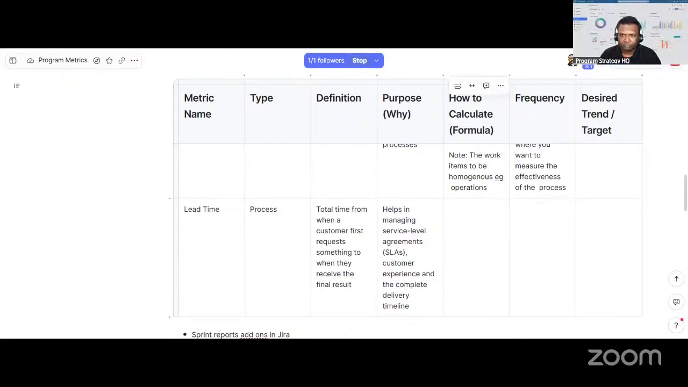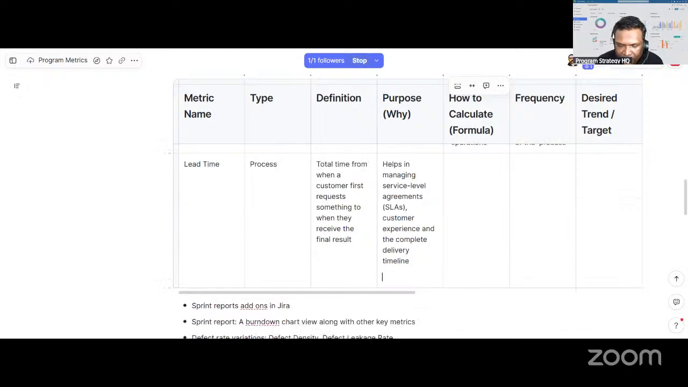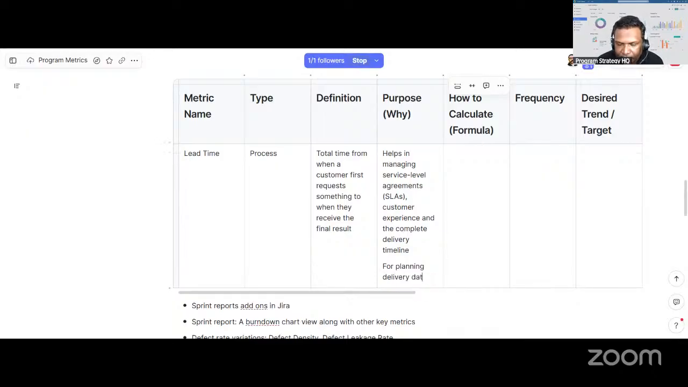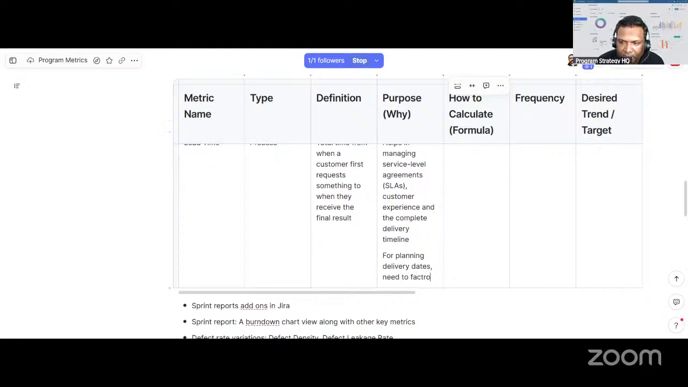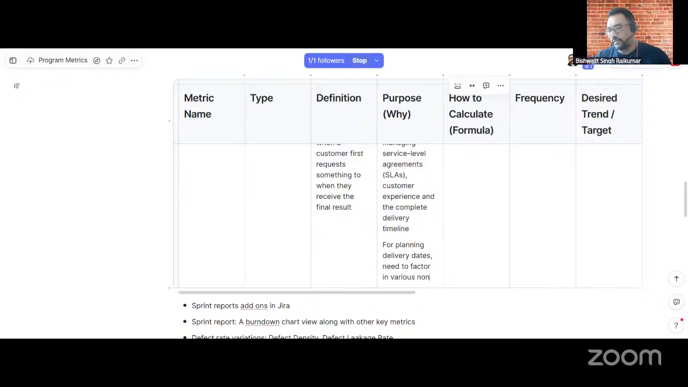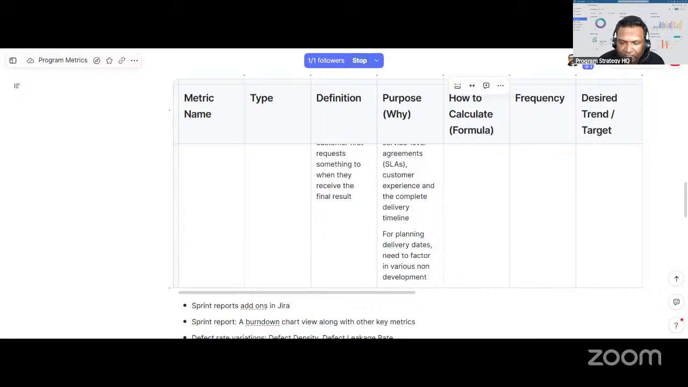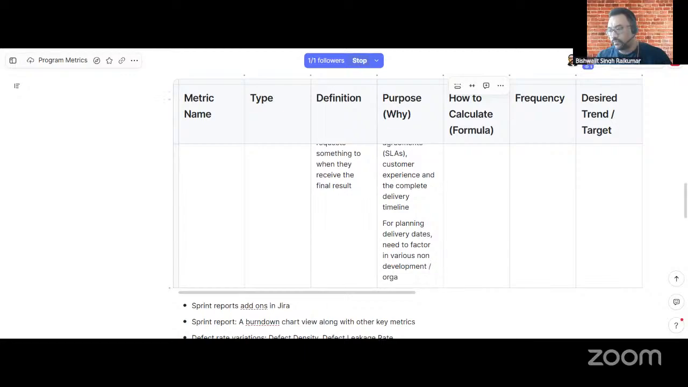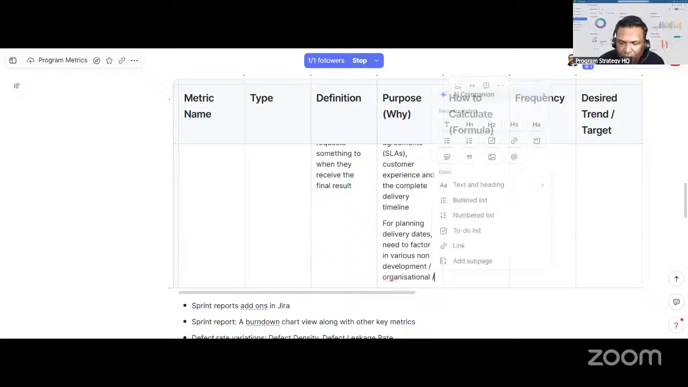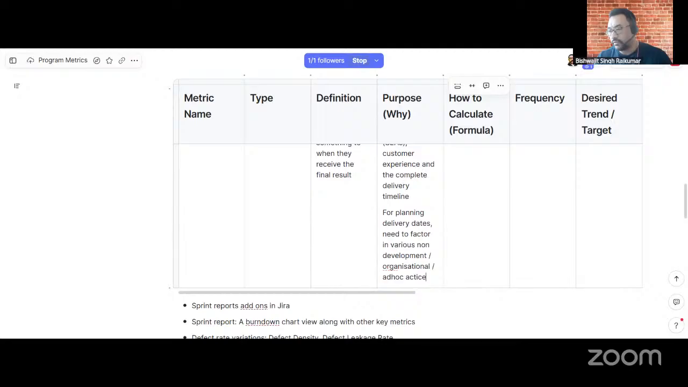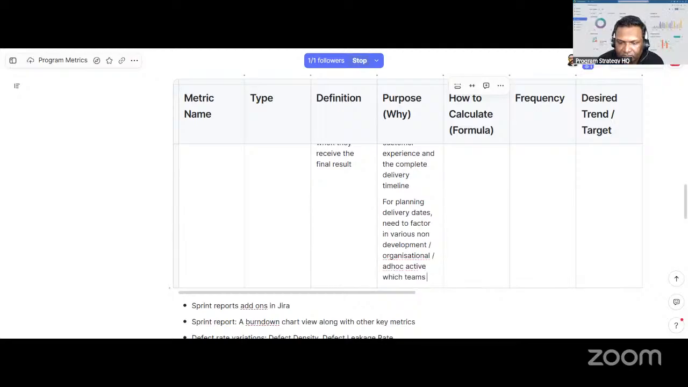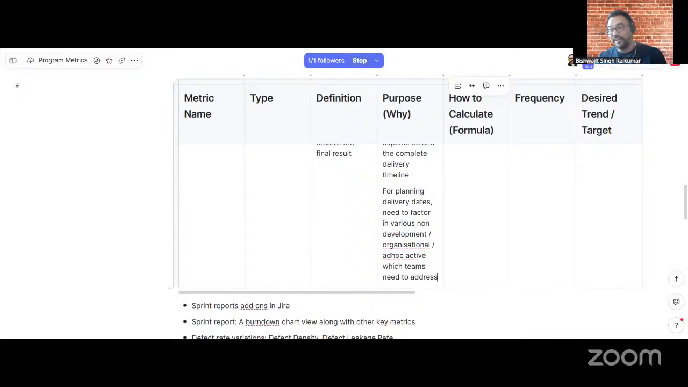What I'm trying to bring in here is that this will impact the lead time. So for planning delivery dates, we need to factor in various things, a lot of factors: non-development hours, organizational or ad hoc activities which teams need to address. Sometimes you have production issues also.